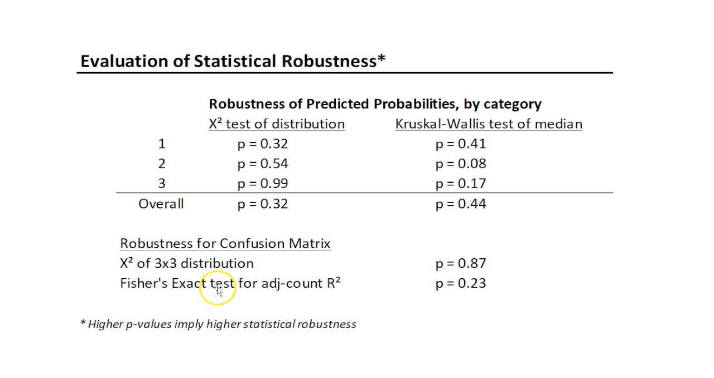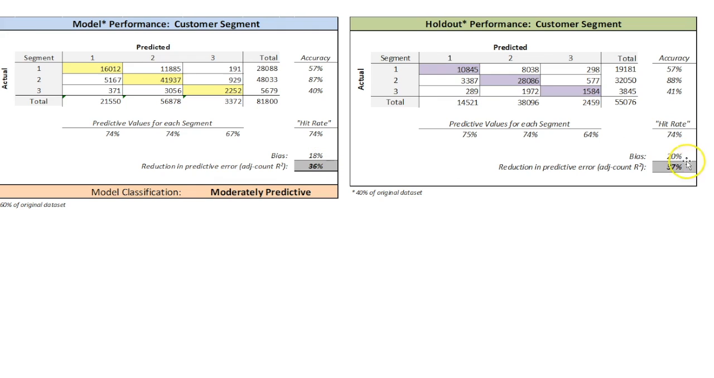And one final thing is a Fisher's exact test for an adjusted count R-squared. Basically, that's a fancy way of saying how do we test whether this 36% is different than this 37%. It's just basically talking about two proportions. And so we want to be sure.